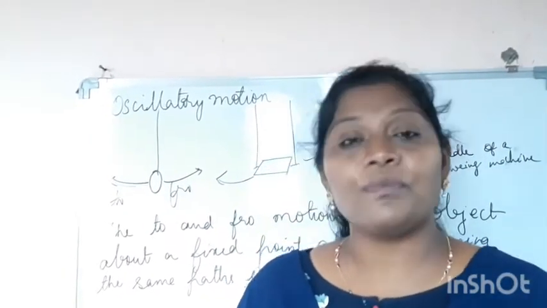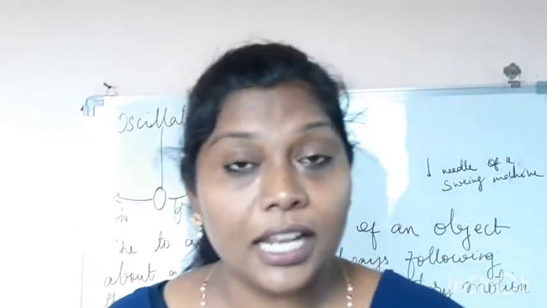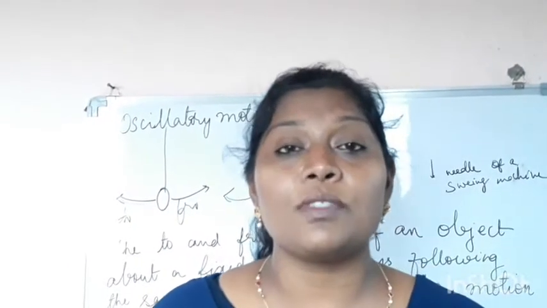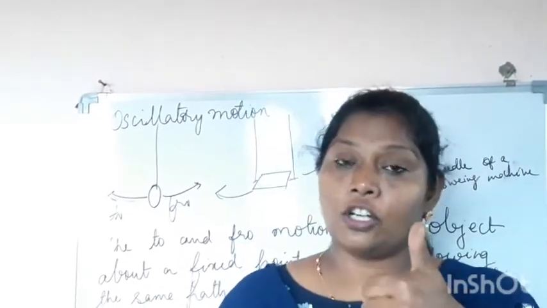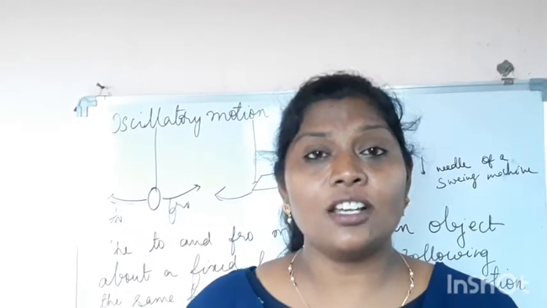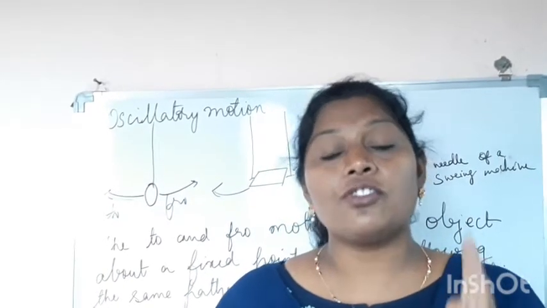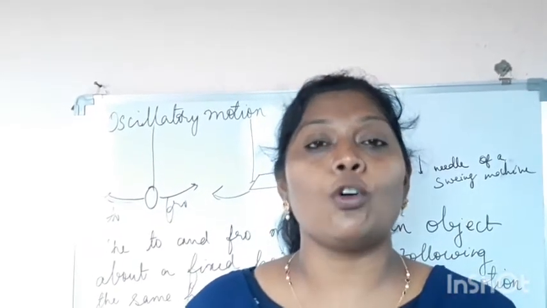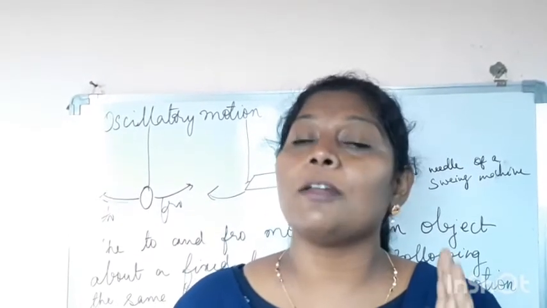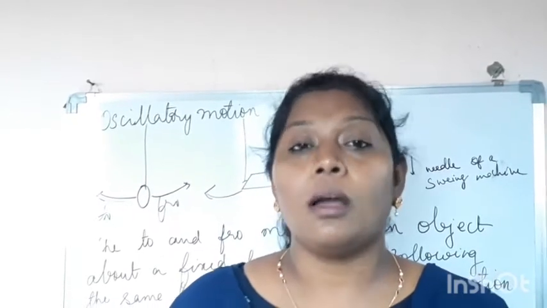So children, that's all for this video. I hope you have understood the different types of motions that I have taught. The three basic types of motions are rotatory motion, translatory motion and oscillatory motion. So in these three kinds of motion, the object will follow a particular path along with the direction of the motion.